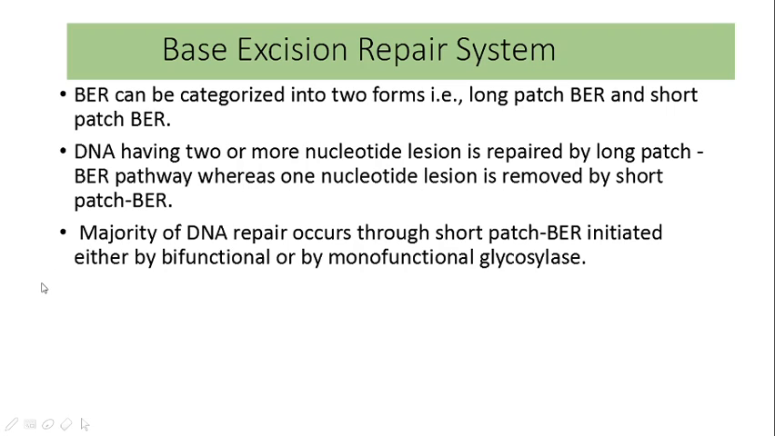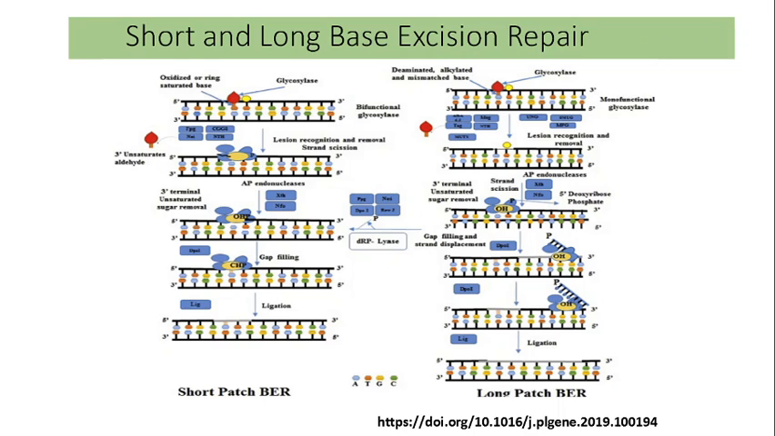So this initiation of BER by DNA glycosylase and further processing occurs through short patch or by long patch BER. Short patch BER is also called single nucleotide BER, in which a single nucleotide gap is generated and subsequently filled and ligated. Okay, so this is the pathway where short patch BER and long patch BER are present.